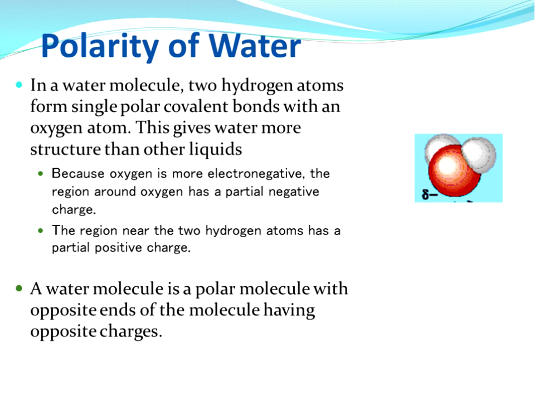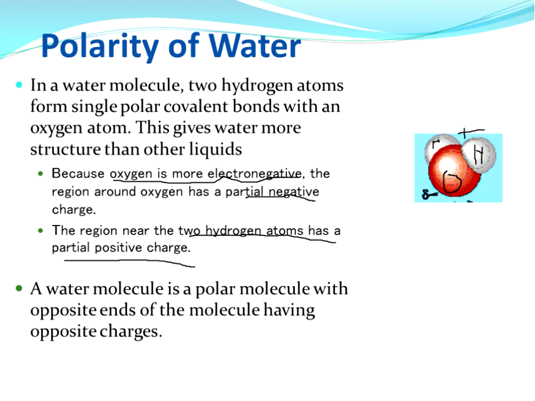Here's the polarity of water again. Remember here how H2O looks like Mickey Mouse ears? Well, you got your hydrogen, and you got your oxygen, negative on the bottom, positive on the top. In a water molecule, 2 hydrogen atoms form a single polar covalent bond with an oxygen atom. This gives water more structure than other liquids. Because oxygen is electronegative, the region around oxygen is partially negative. The region near the 2 hydrogen atoms has partial positive.